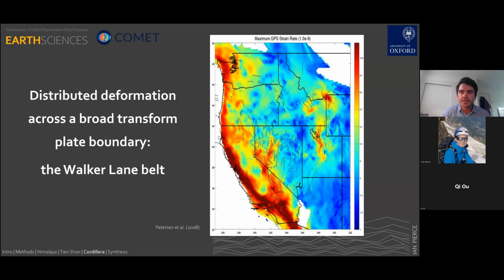This brings us to today's tectonic setting. This is a strain rate map of the Western US. Warmer colors are higher strain, while cooler colors are lower strain. From this map, there are several areas of higher strain.